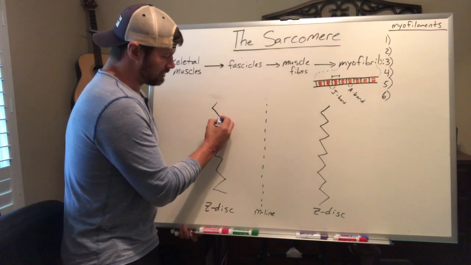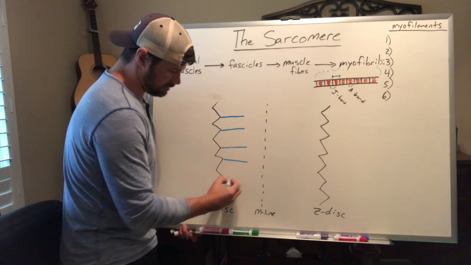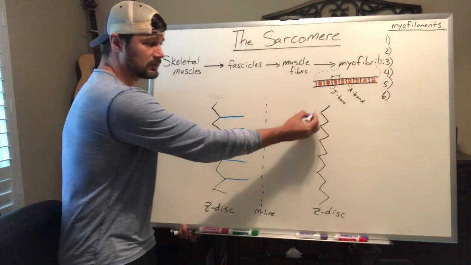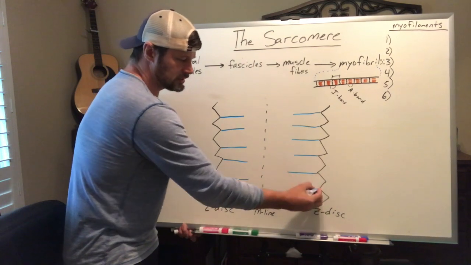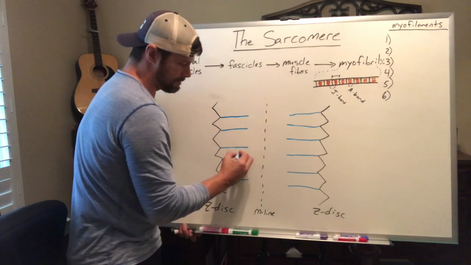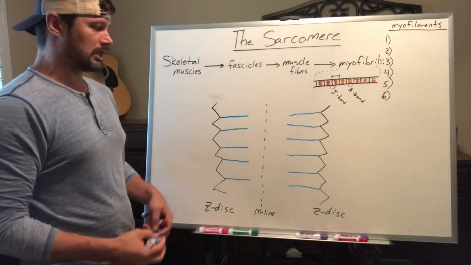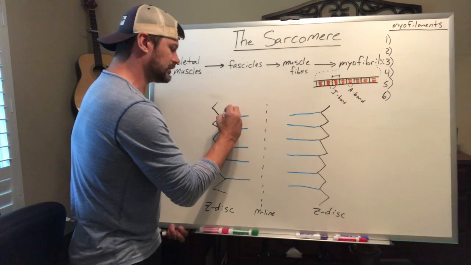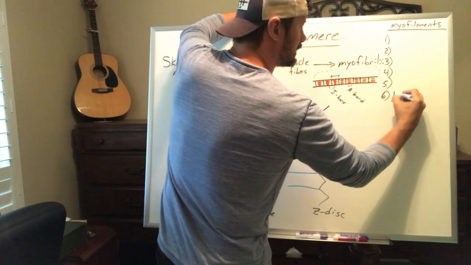So what we have growing from the Z-disc, all of these are going to have this particular myofilament on them. Same thing with the other side. We're going to see them over here as well. They're going to extend towards the M line, but they are not going to go all the way to the M line. That's important. And this particular myofilament, this protein, is called nebulin.